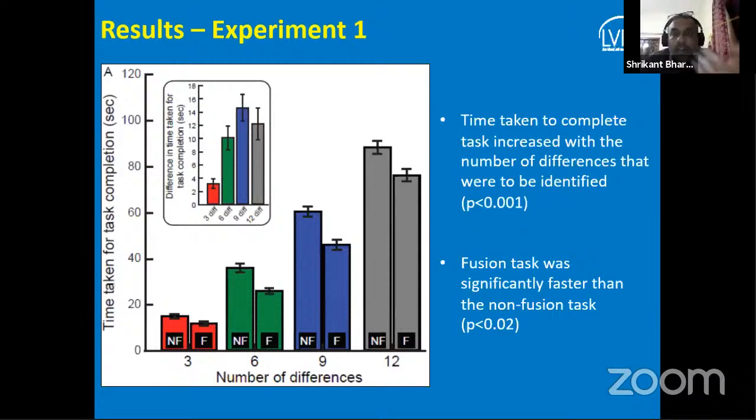And when you are in competition with someone else, finishing a game 15 seconds faster would make you a very, very clear winner. So in a 100-meter race, for instance, the differences are on the order of a few 100 milliseconds. By that count, your fusion task is significantly faster than the non-fusion task.